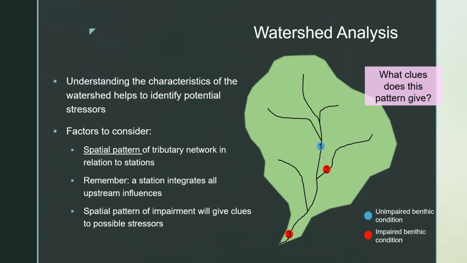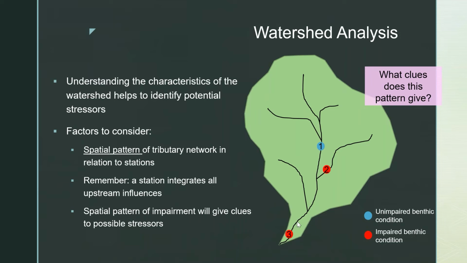Okay, I've got a pretend watershed over on the right here. It's outlined in green, and I've got 3 different benthic sampling locations within this watershed. They're labeled 1, 2, and 3, and then the colors indicate what their VSCI scores are. So the one in blue, number 1, indicates that it's an unimpaired benthic condition. 2 here indicates that there's an impairment, and there's an impairment here on 3.